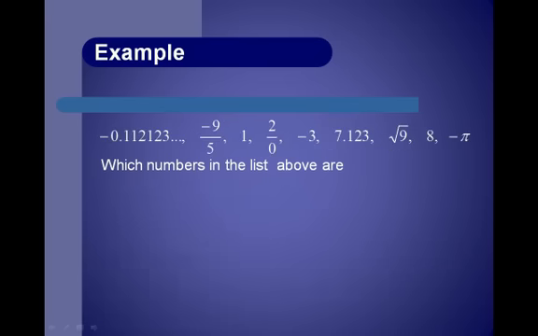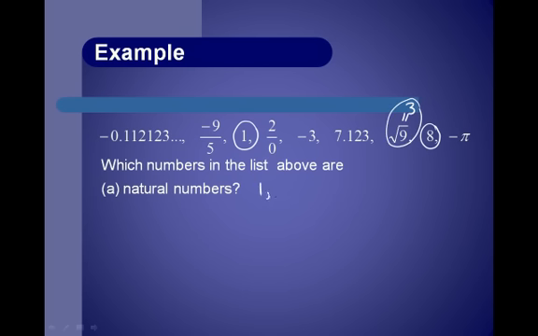Let's do another one. Which numbers in the list are natural numbers? Natural numbers are your nice counting numbers. Now this one's a little tricky. The square root of 9, well, the square root of 9 means what number times itself would give us 9? Well, 3 would. So because the square root of 9 is the same as 3, we must also include those in our natural numbers. So we have 1, the square root of 9, which is 3, and 8.